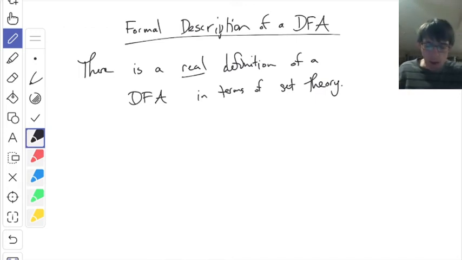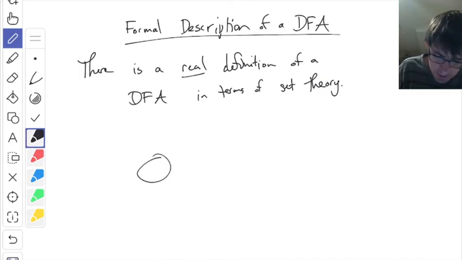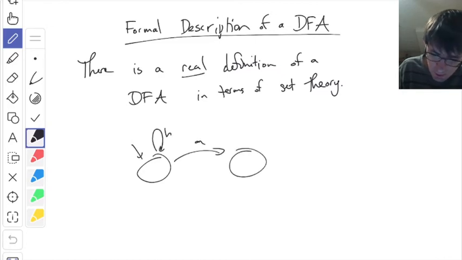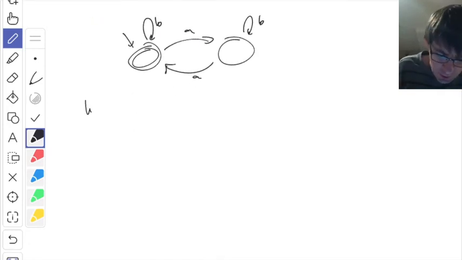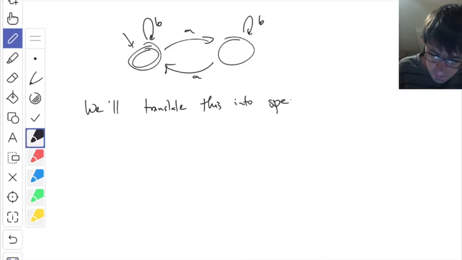So you have a diagram, something like this, right? Here's one as a very simple example. This is a DFA which accepts any string which has an even number of A's and some number of B's. It doesn't matter. As long as I have an even number of A's. Anyway, we're going to translate this into specific ingredients, which we will encode in a description using set theory.